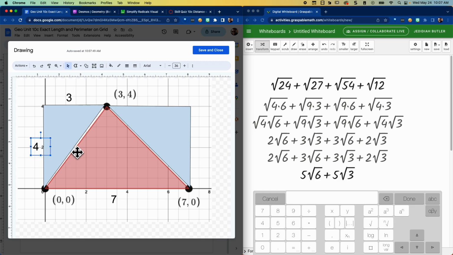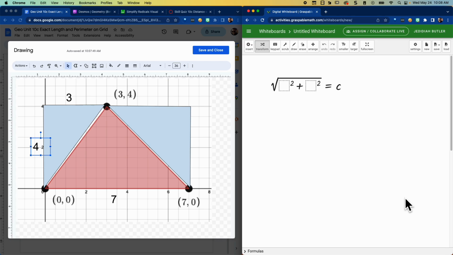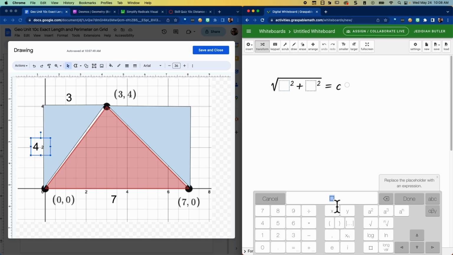And because it's a horizontal line and a vertical line, I can use Pythagorean theorem to calculate the diagonal line. Now, the way that we had seen how we can do that calculation with Pythagorean theorem was if we had like a box, something squared plus something squared equals C, that diagonal distance. All right, so let's fill these things in. This box I'll fill in with the 3, and this box will be the 4.